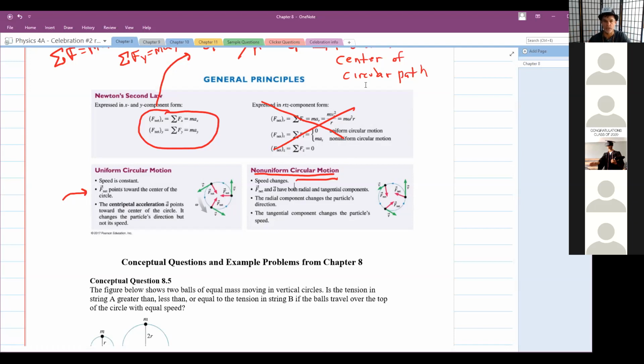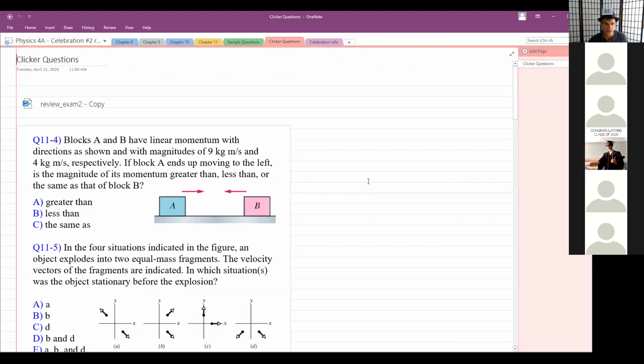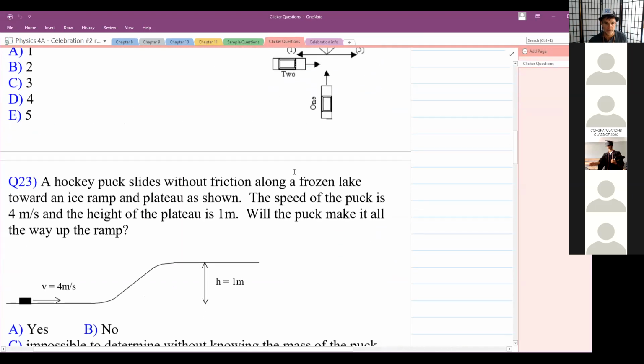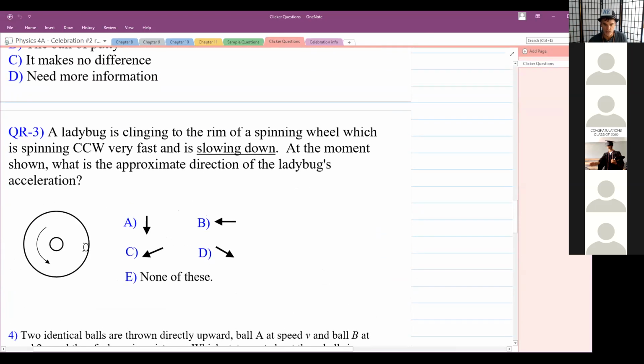the total acceleration is. So for example, let's do a little clicker question. Do I have a clicker question for this one? Yeah, so just a quick little example.